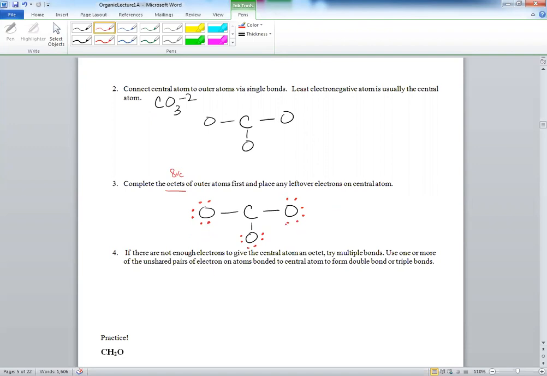And now each oxygen is happy. It has 2, 4, 6, and this, remember, double counts, 8. This one has 8, and that one has 8. Do we have any leftover? Well, let's count. If we have 8 electrons here, 8, and 8, that comes out to be 24. So we actually have 0 valence electrons left. So no leftover electrons. So let's go on to number 4.